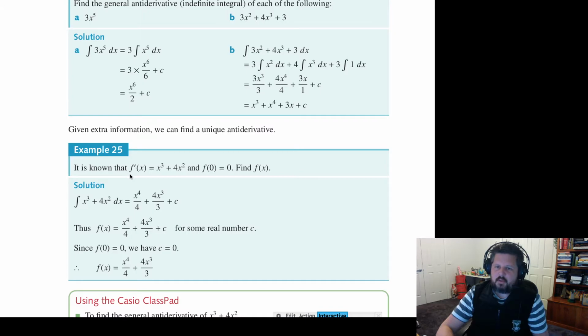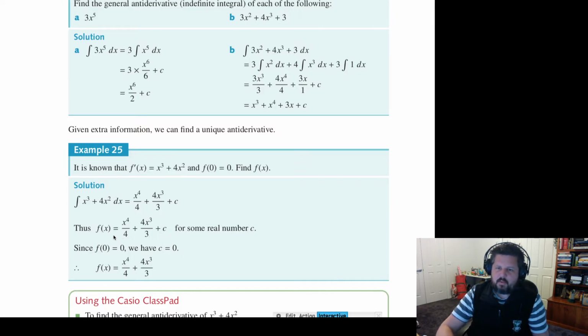So first thing we're going to do is anti-differentiate this derivative to get back to the original function. Antiderivative of x to the power of 3, we're adding 1 to the power, so it becomes x to the power of 4, and dividing by that new power, so 4. So x to the power of 4 over 4. This one here, we are anti-differentiating, adding 1 to the power to become x to the power of 3, and then dividing by that new power of 3. So you end up with 4x cubed over 3. Don't forget to put that plus c on at this stage.